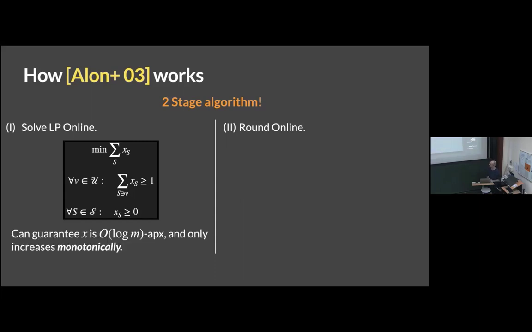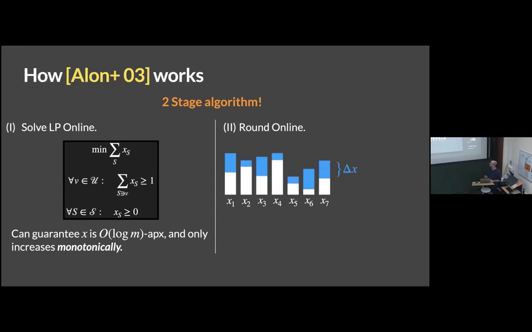Right. So what they show, and this has really become an important primitive in online algorithms, is that even if the constraints are arriving online, you can maintain a log m approximate solution to this problem, such that your solution x, which is fractional, is only monotonically increasing. Now, this is a really nice property because it allows you to round online. So what do I mean by that? Here might be my LP vector at time t, and at time t plus 1, it changes by this delta. And because it's monotonically increasing, these deltas are only positive.